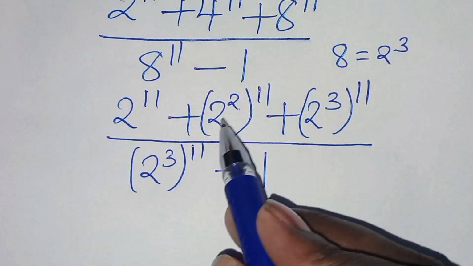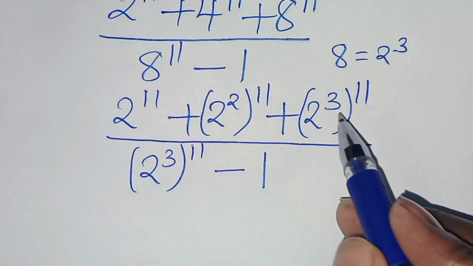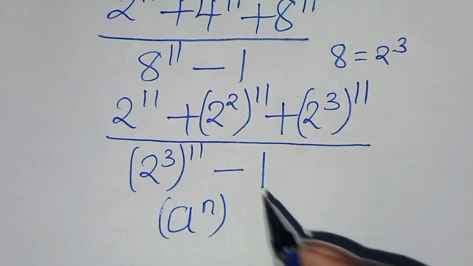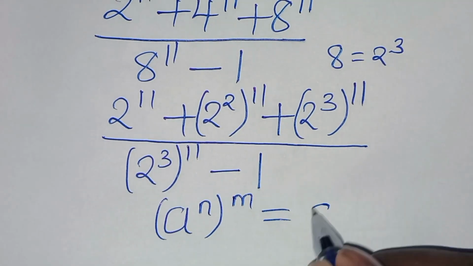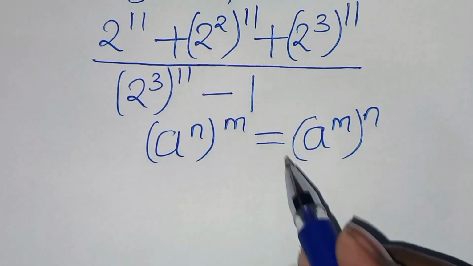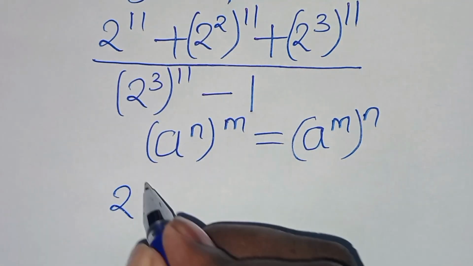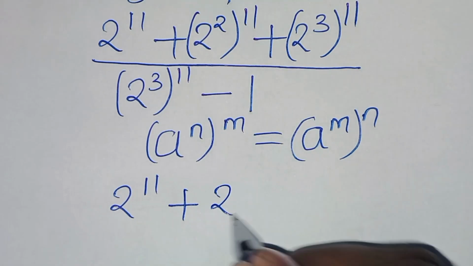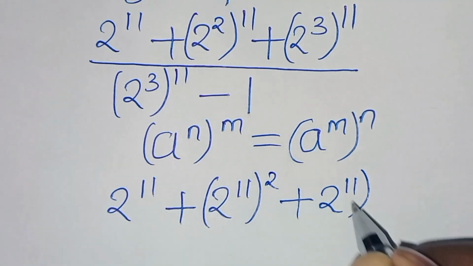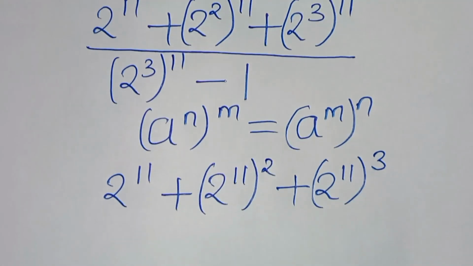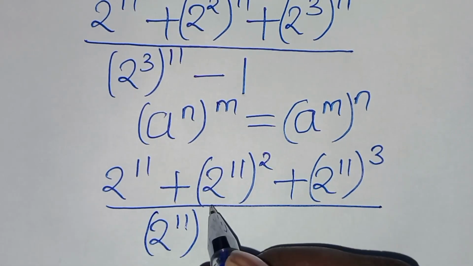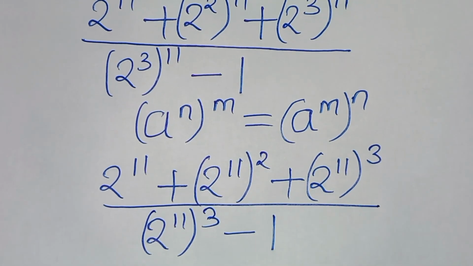Now, the next step is that 2 to the power 2 raised to the power 11 and 2 to the power 3 raised to the power 11 are in the form of a to the power n raised to the power m, which you can express as a raised to the power m raised to the power n. Applying this exponent property, this is the same thing as 2 to the power 11 plus 2 to the power 11 squared, plus 2 to the power 11 raised to the power 3, divided by 2 to the power 11 raised to the power 3 minus 1.